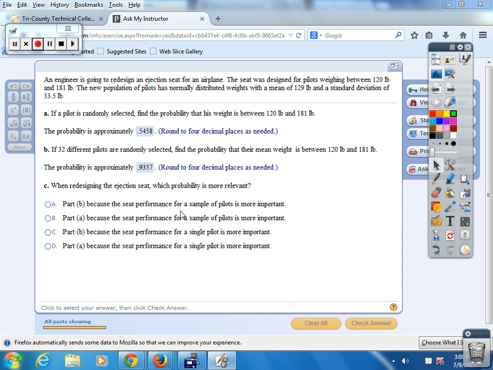Part B, because the seat performance for a sample of pilots is more important. Part A, because the seat performance for a sample. Part B, because the seat performance for a single pilot. How do you say more important? In this case, I would say the sample. Well, this is the sample right here, and this is the individual pilots. So, right here.